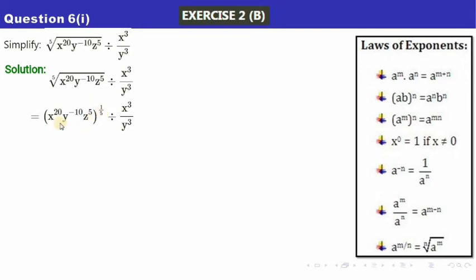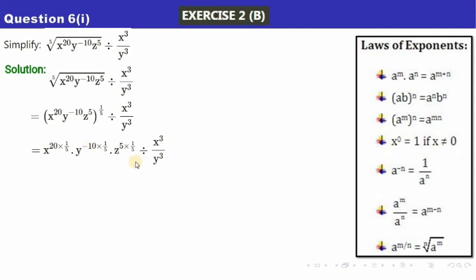Now again, if I apply this law, this 1 by 5 power is for everyone, that is x to the power 20, y to the power minus 10, z to the power 5, and you know that these powers will in fact get multiplied. So x to the power 20 whole to the power 1 by 5 is there, so 20 and 1 by 5 will get multiplied. Similarly, minus 10 into 1 by 5 and 5 into 1 by 5, that's what you get. Now do the cancellation. 5 1s are 5, 5 4s are 20, 5 1s are 5, 5 2s are 10, 5 1s are 5, 5 1s are 5.